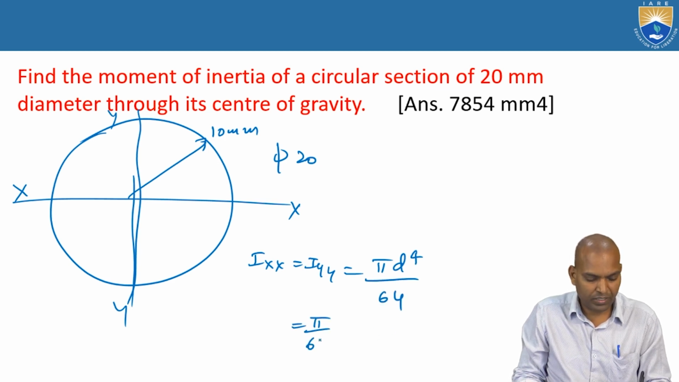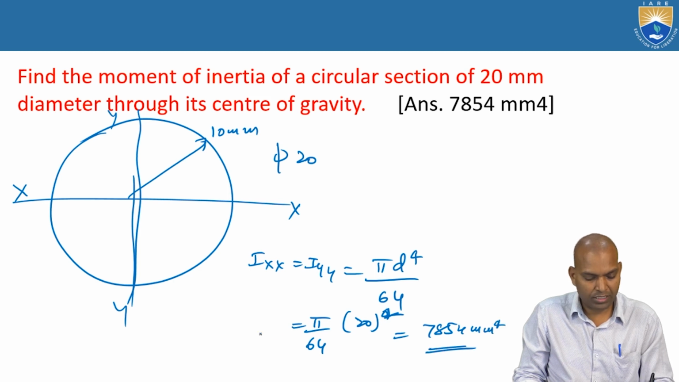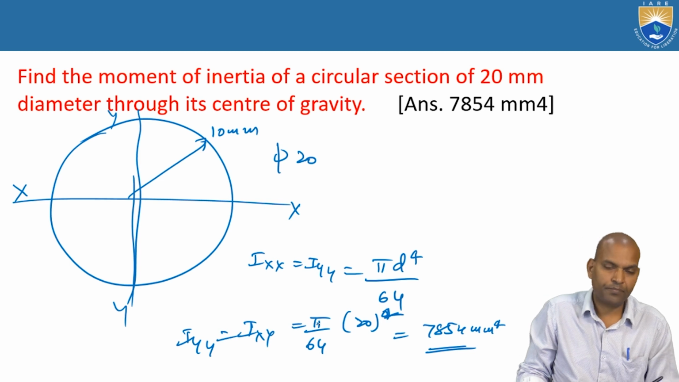Substitute the diameter. What is D? 20 millimeter. That is pi d power 4 by 64, which is 7854 millimeter 4. The answer comes: this is IXX equal to IYY.